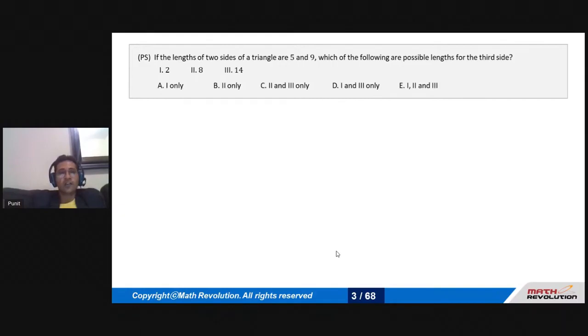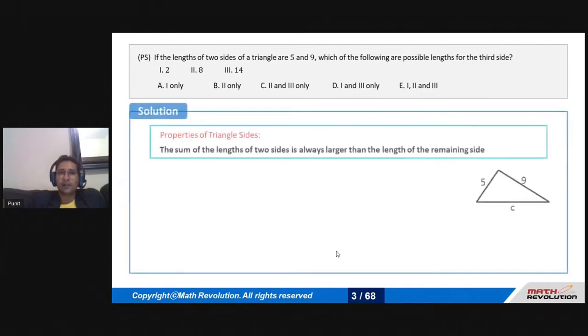The question says: if the lengths of two sides of a triangle are 5 and 9, which of the following are possible lengths for the third side? And we have options like first only, second only, second and third, first and third, and first, second, and third. Now the concept speaks about length, how the three sides of a triangle are related to each other in terms of length. Secondly, two sides are given, which are 5 and 9, and we are looking to get the third side.